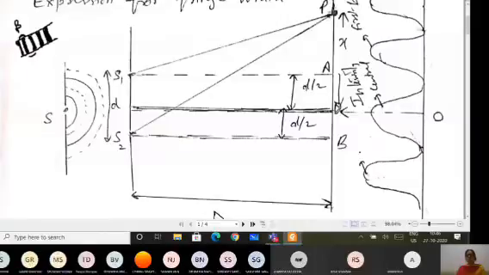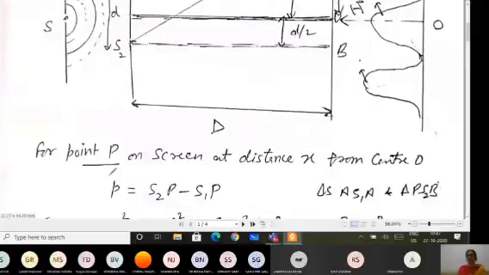Now, if I am taking this point P here at a distance small x from point O, I want to find this position x, and then I want to derive the expression for this path difference. At point P, the path difference means how much distance the waves are traveling.